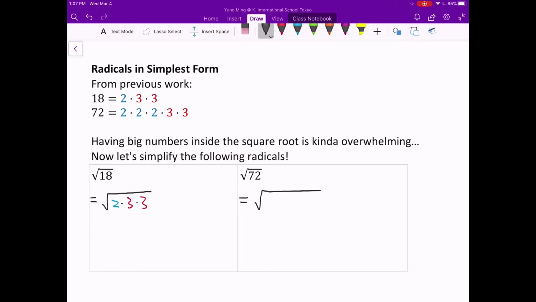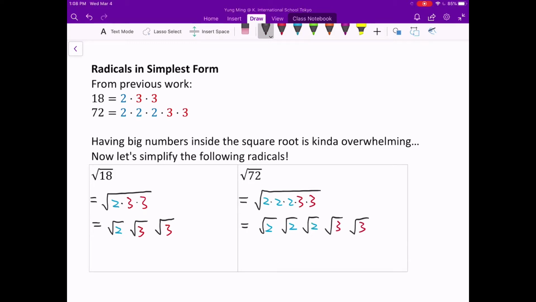Let's do the same thing first with 72. We've got 2, 2, 2, 3, 3, and then we put dots over here. Look, here's the thing. Because of the rule that we went over yesterday, we can break them down into separate hats. So we can write that as root 2 times root 3 times root 3. This one over here, I can write as root 2, root 2, root 2, and root 3, root 3.